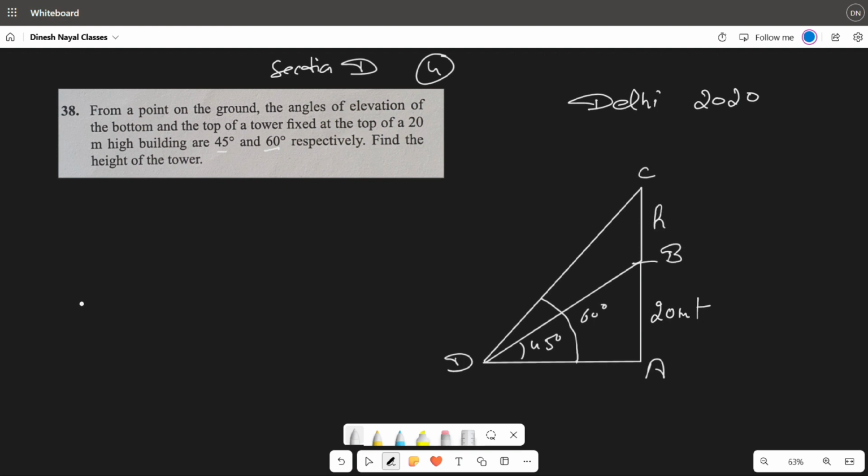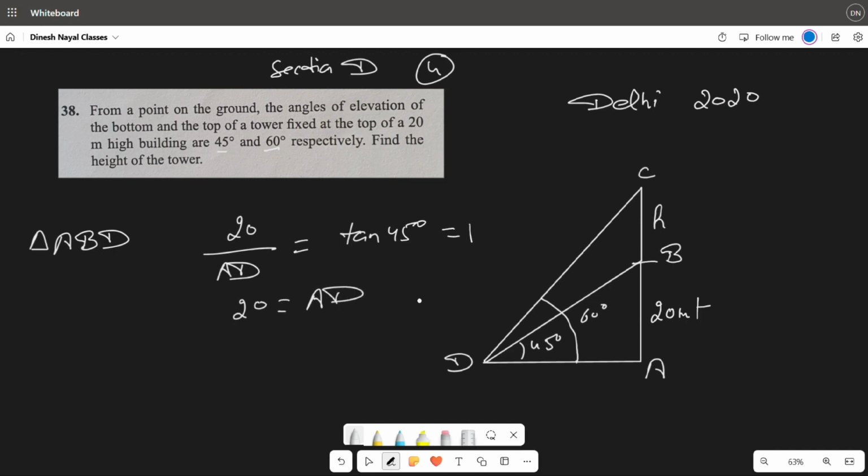Okay, so first of all we will take the triangle ABD. So in triangle ABD, you know that this is 45 degree. So this will be the perpendicular and this is the base. So we know that in a triangle, perpendicular by base is tan theta. So 20, which is the perpendicular, upon AD, which is the base, this will give you tan 45 degree. We know that tan 45 degree is 1. So if you cross multiply, this 20 will be equal to AD, or AD is 20, taking this as equation 1.